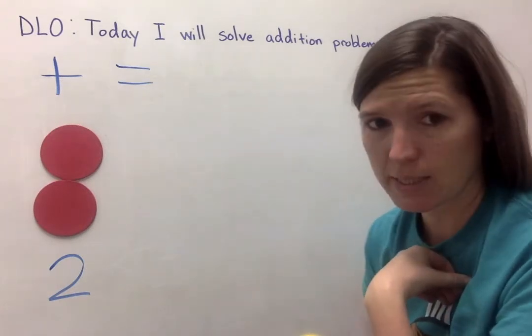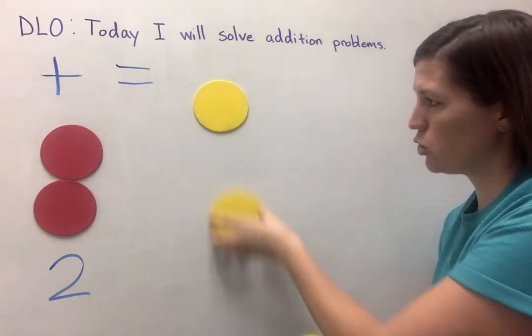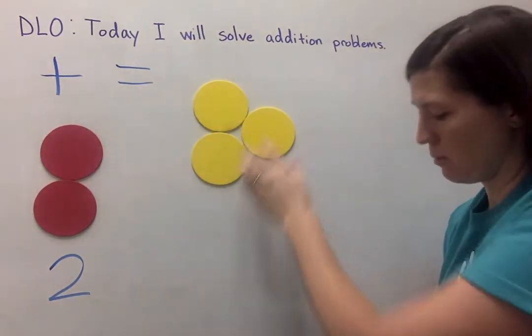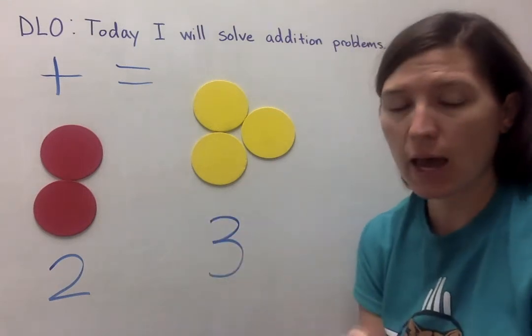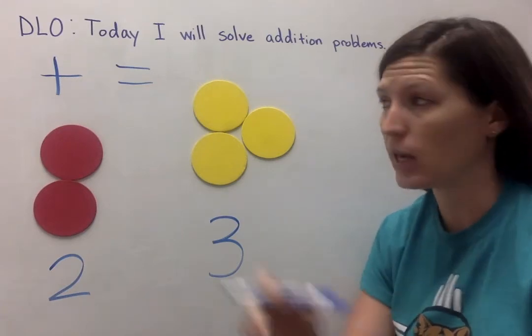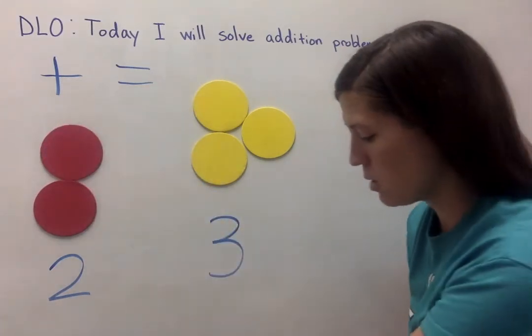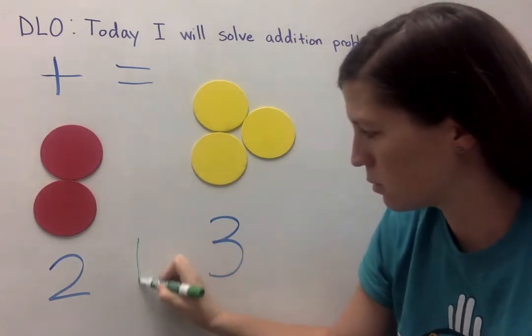Then I went out in the field and I saw 3 horses. How many horses did I see? 3. 1, 2, 3. How many animals all together? We're adding, we're getting more. I need to use my plus sign. Plus.